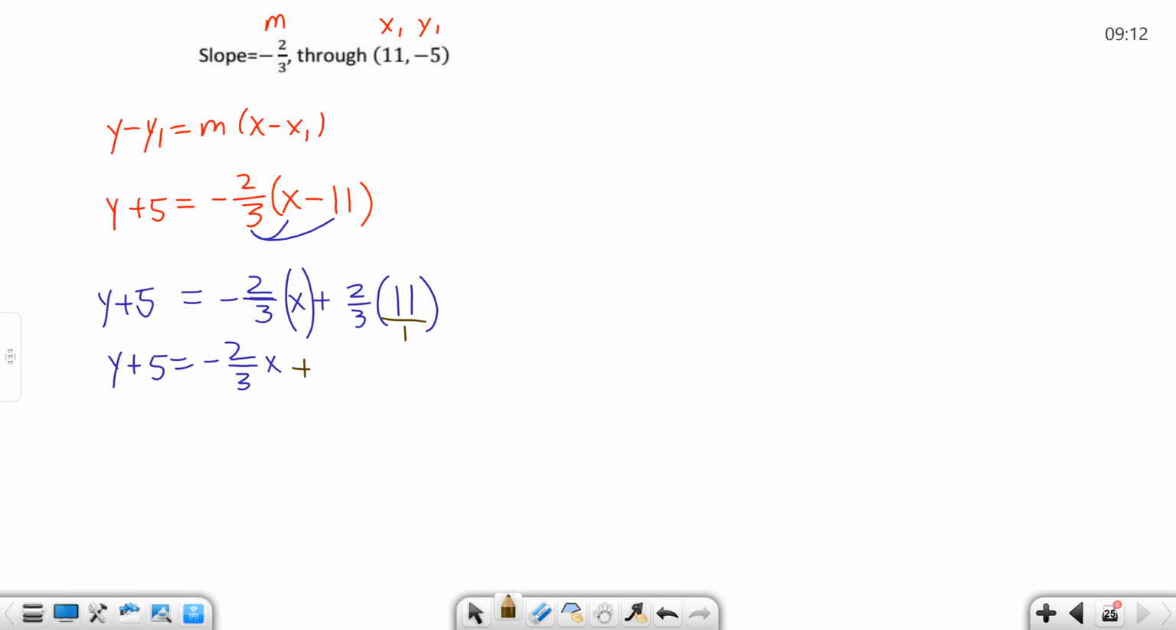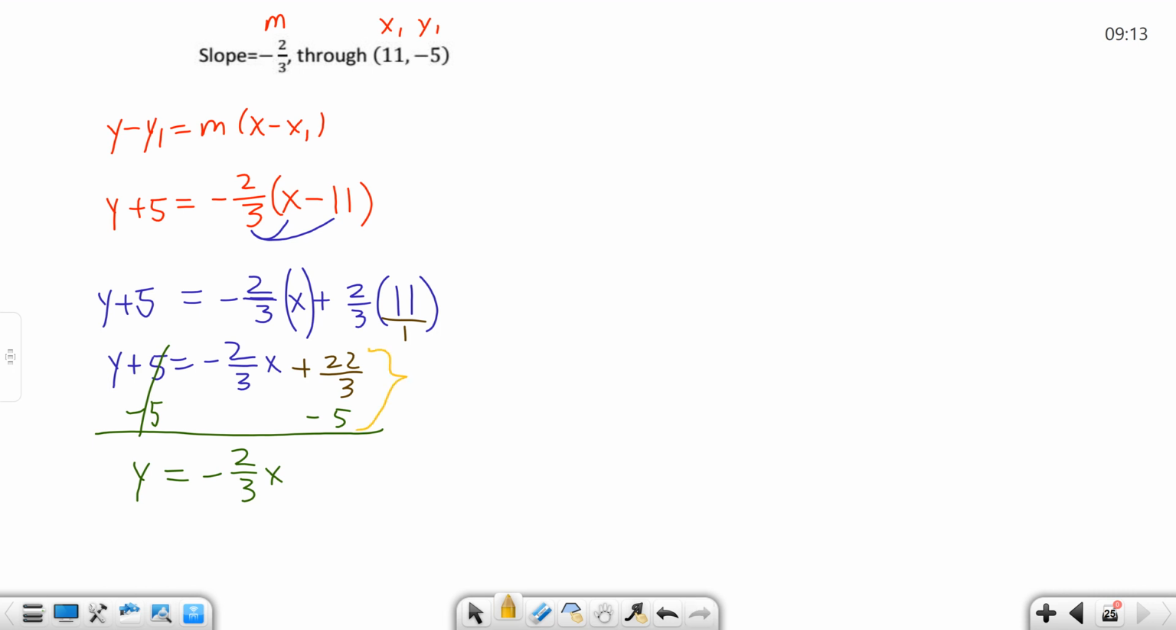Plus 2 times 11 there is 22. 22 over 3. Oh boy, right? And that doesn't simplify. There's nothing between 3 and 11. There's nothing you can do there. That's it. So what am I going to do now? I'm going to subtract 5 from both sides. So Y equals negative 2/3 X. But wait a minute. This is complicated. Okay? That is not just simply 4 minus 7 is negative 3. Let's go on. No.